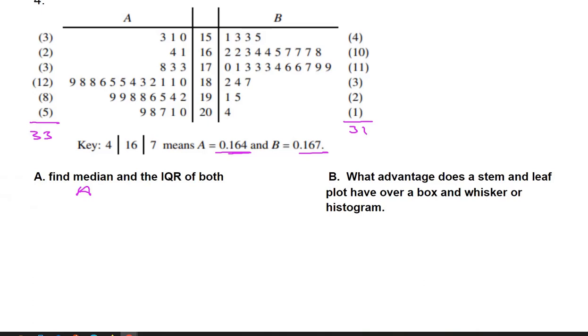So first I'm going to find the median, and if I've got actual data, what I'm going to do is add 1 to the number of pieces. So for the median, I'm going to take 33 plus 1 and then divide by 2. So that's 34 divided by 2. That's going to tell me the 17th piece of data is going to be my median.